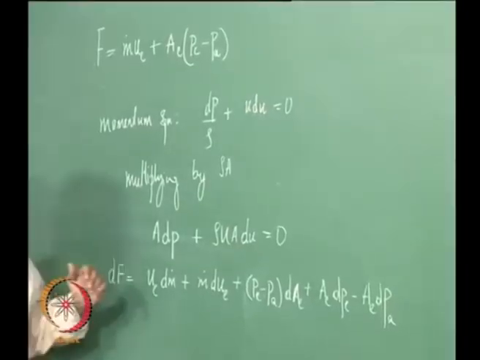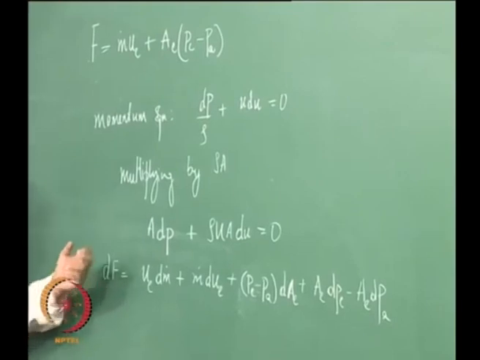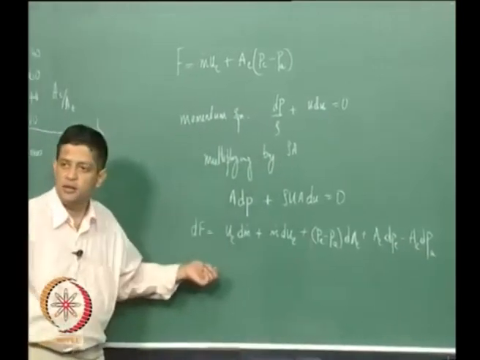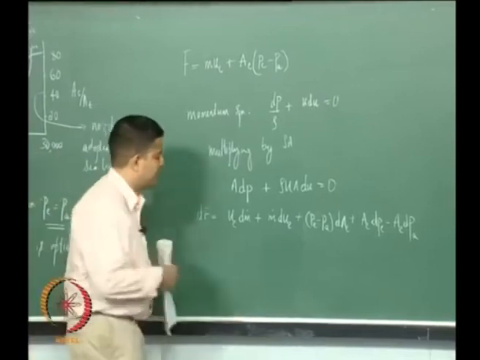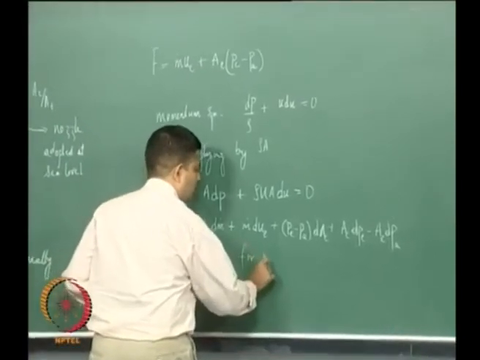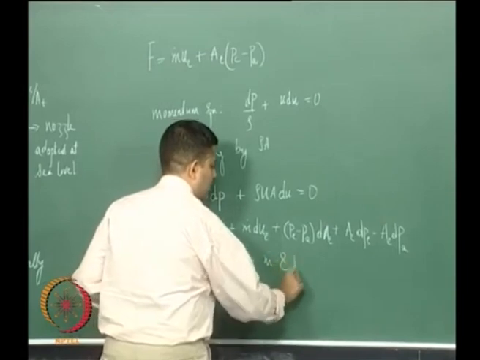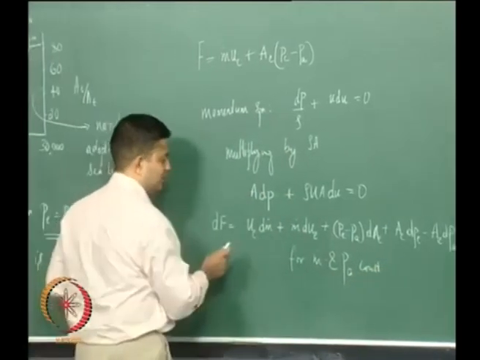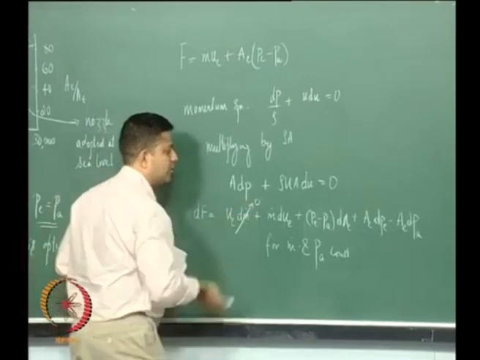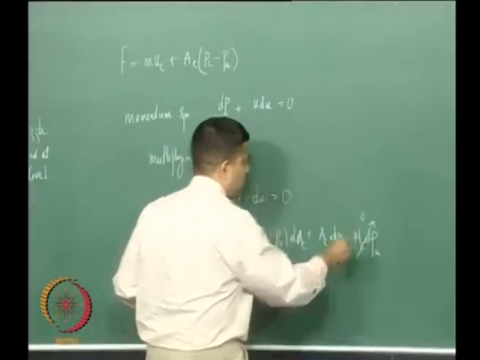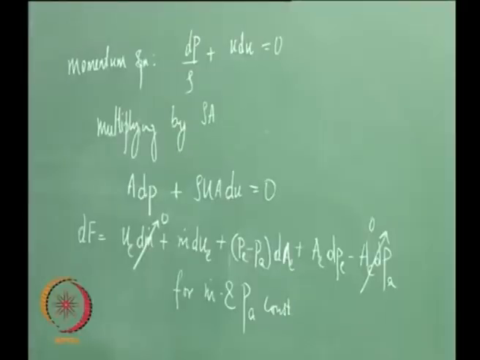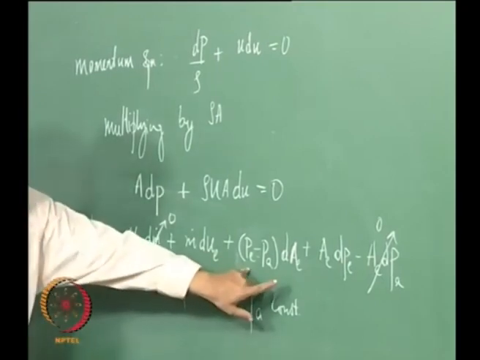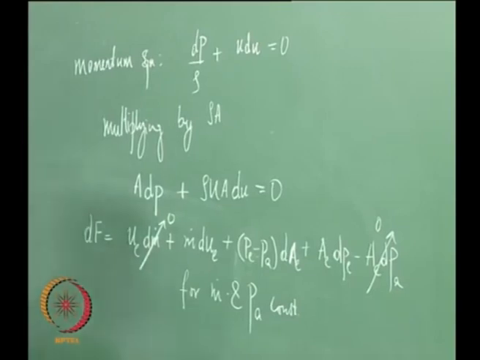If you look at doing this derivative, we need to hold PA constant, and the mass flow rate through the nozzle constant. So for m dot and PA constant, what happens to these terms? This goes to 0 and this goes to 0. So we will be left with 3 terms here. Now, let us rearrange this a little differently and see what we can do.